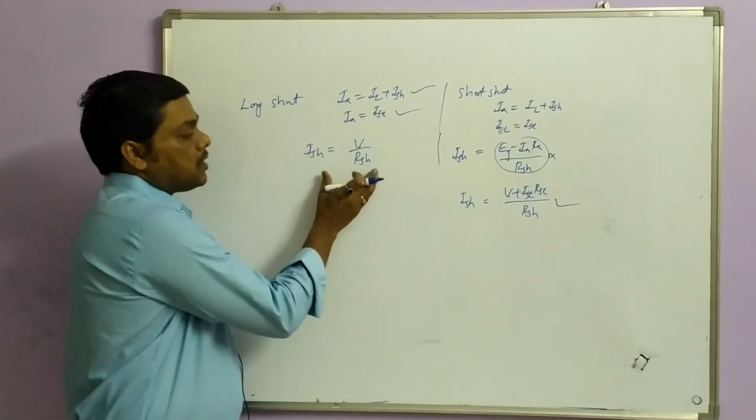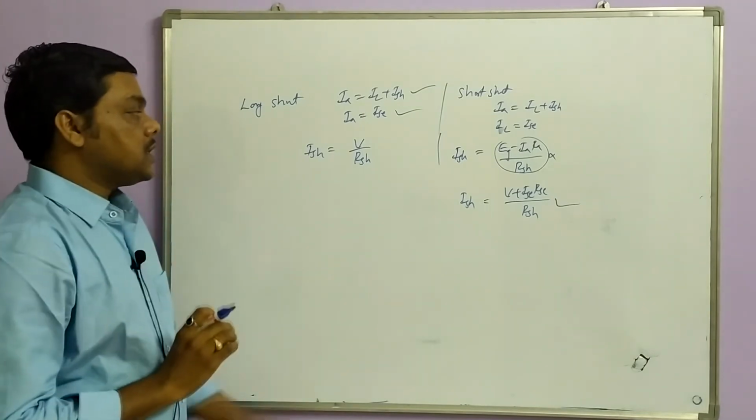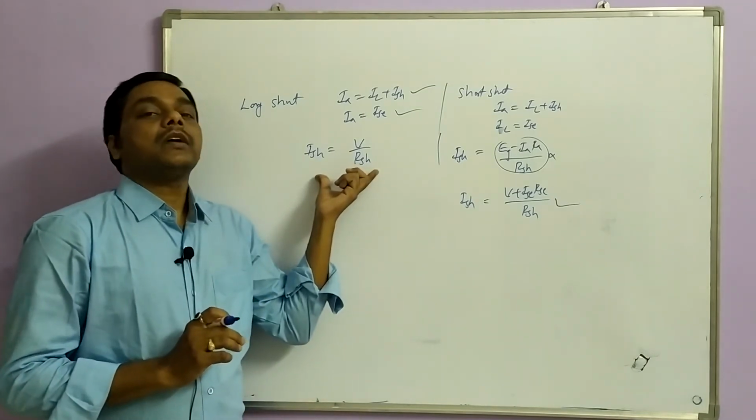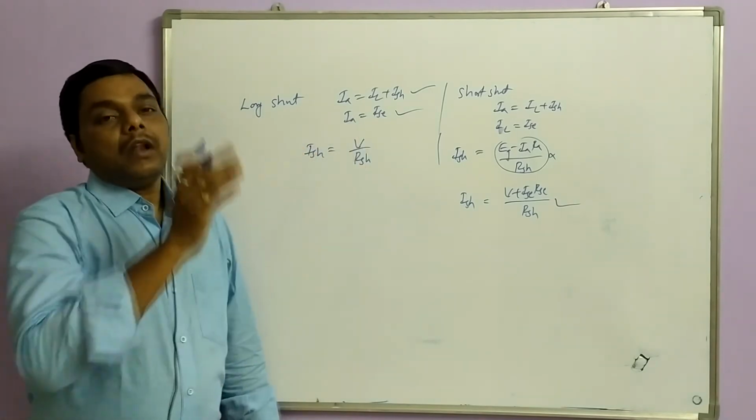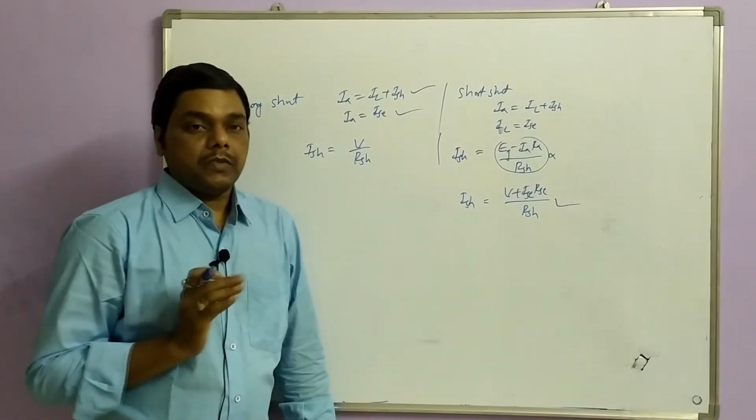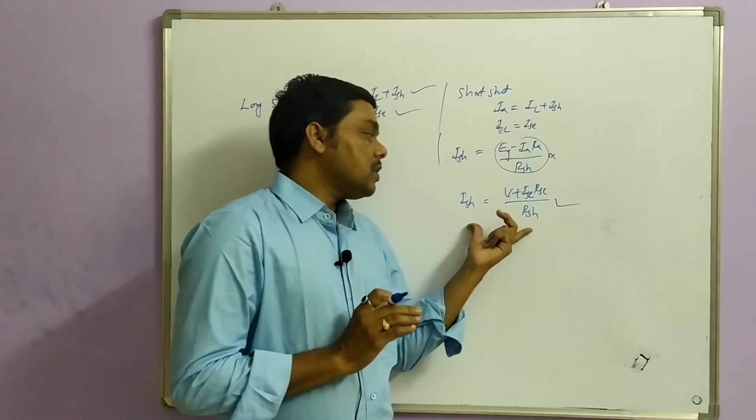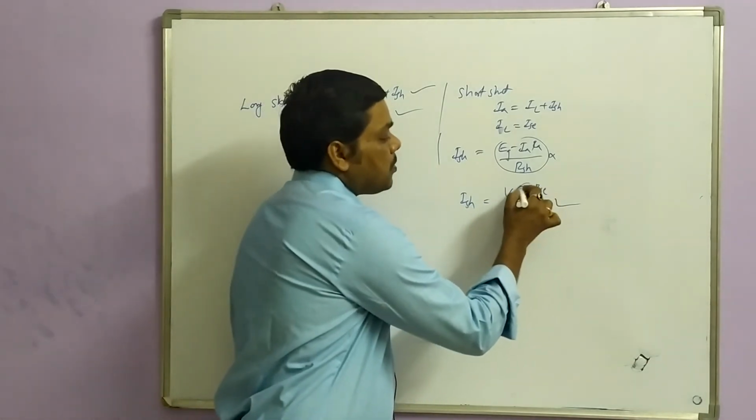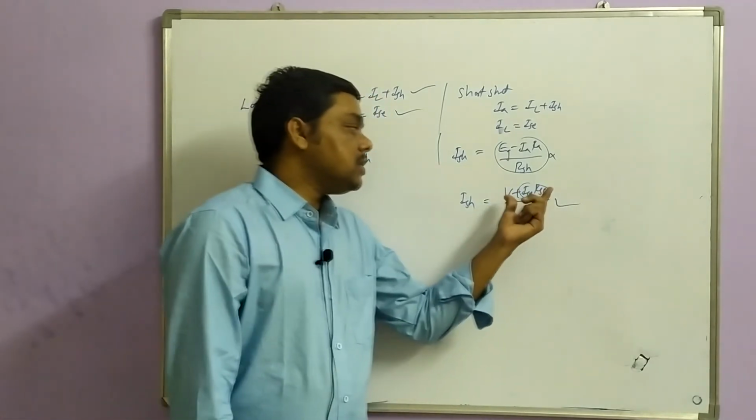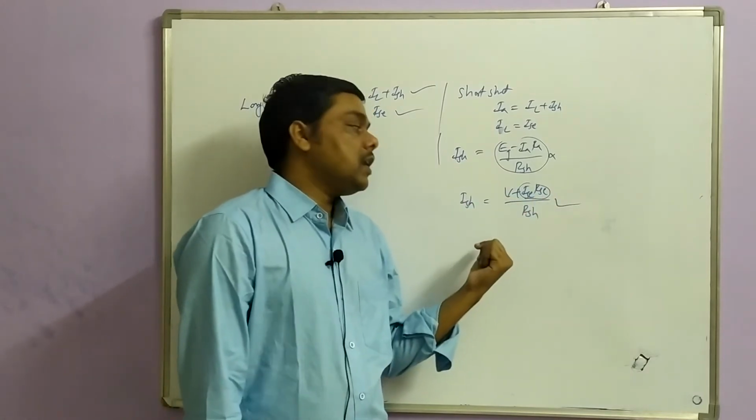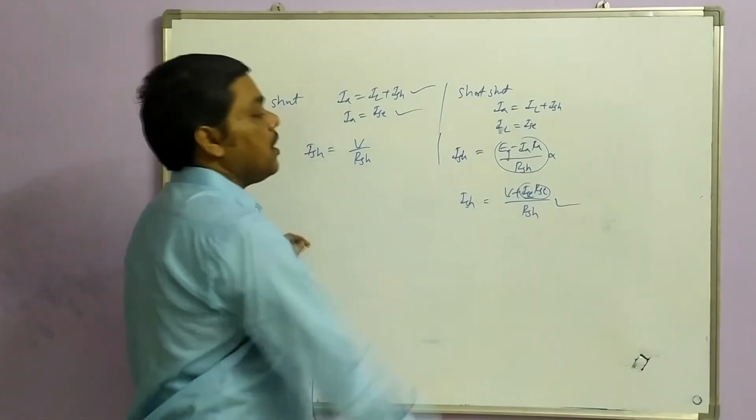You can see this relation is simply obtained from the shunt generators. It is similar to your normal shunt generator. ISH is equal to V by RSH, since the shunt is connected across the armature and series winding. But here in short shunt compound generator, V plus the drop in series winding is also added. The drop in series winding is also added. So ISH is equal to (V plus ISC into RSC) by RSH.